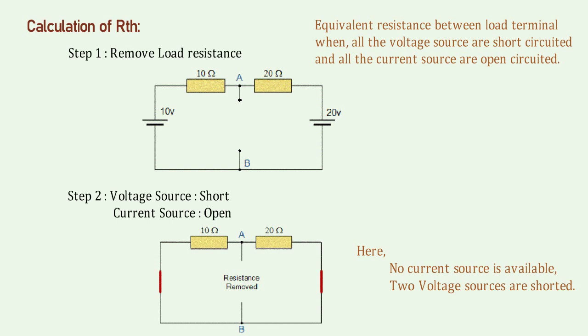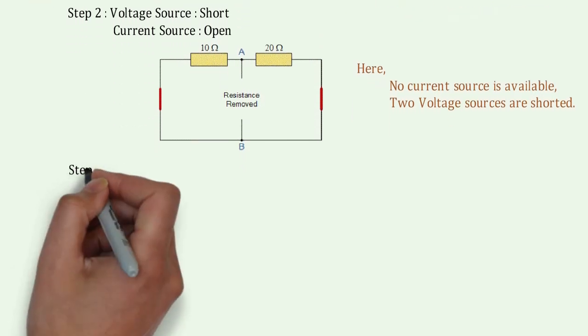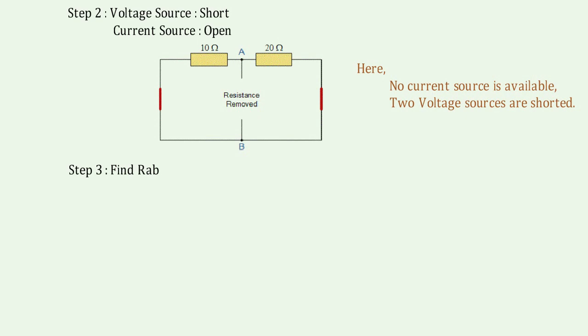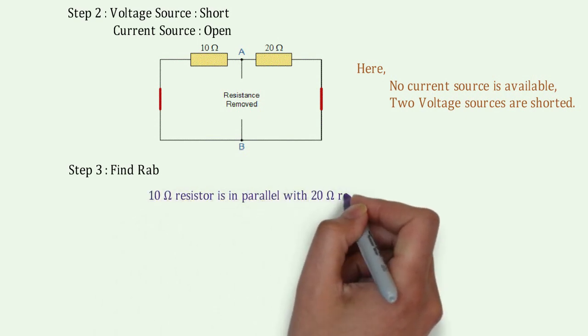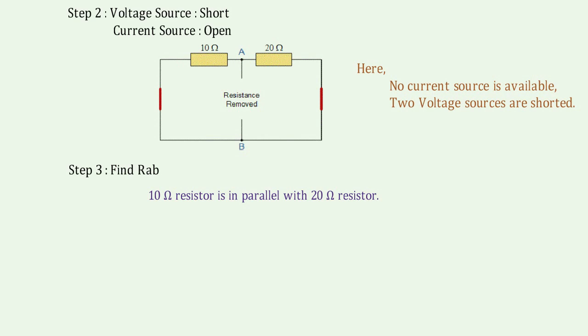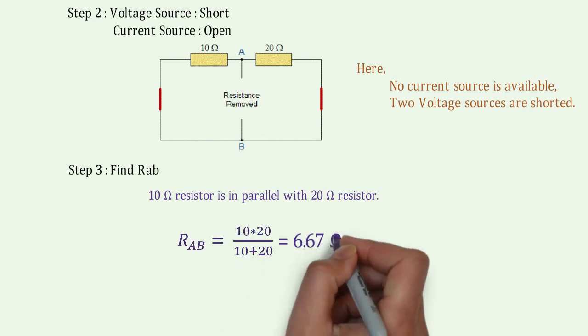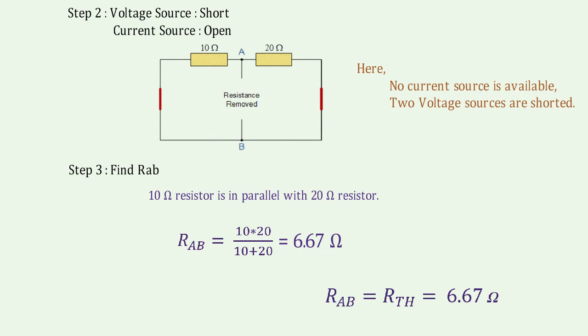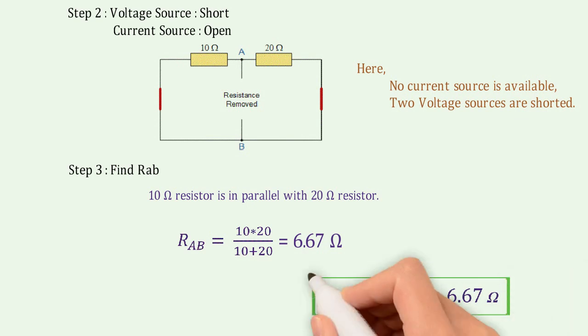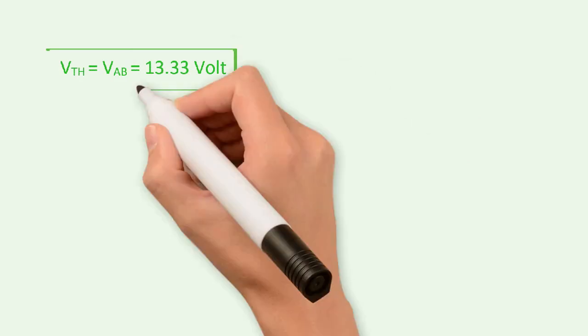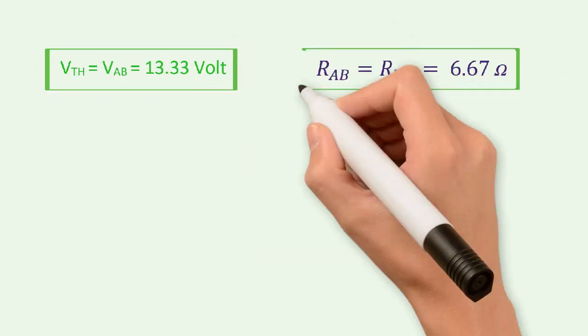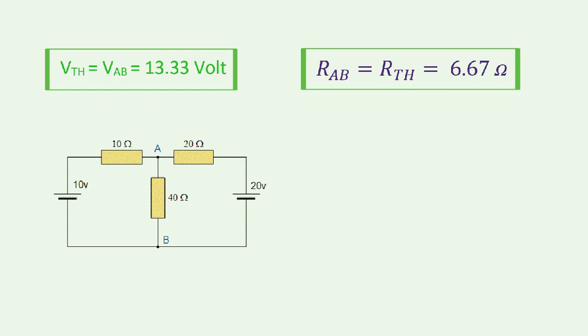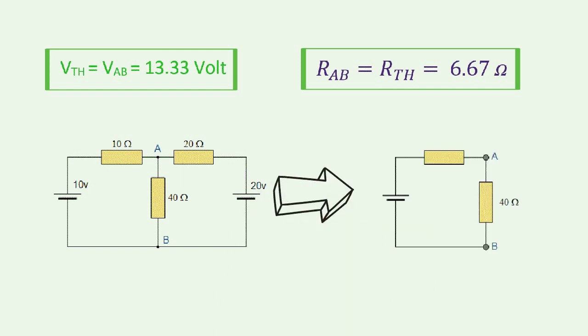In the final step, we need to find the resistance between terminals A and B. Here we can see that both the resistors are connected in parallel combination. Hence, the equivalent resistance will become 6.67 ohms. It will be known as Thevenin's resistance. As we have calculated VTH and RTH, now we can modify this circuit to a 13.33 volt voltage source and a 6.67 ohm series resistance. The load resistance, which we had removed earlier, is connected to the new combination.